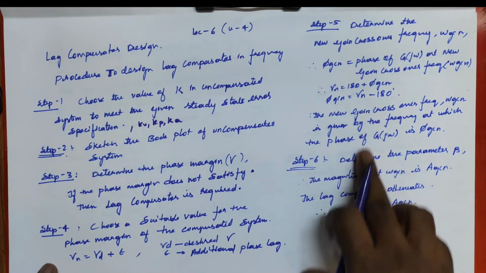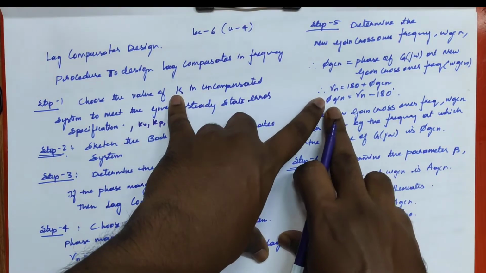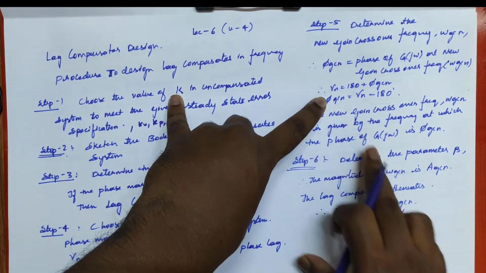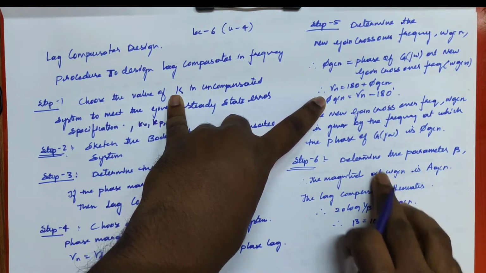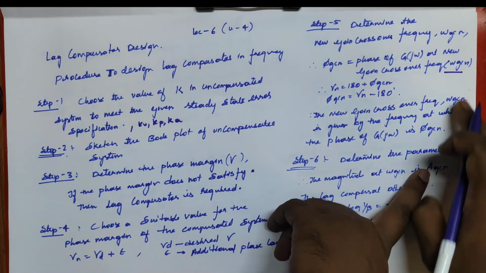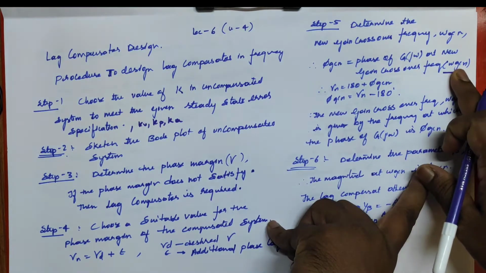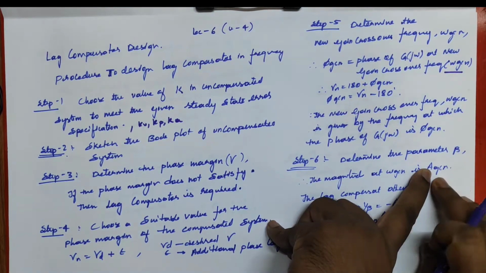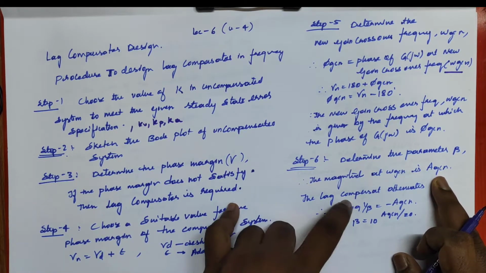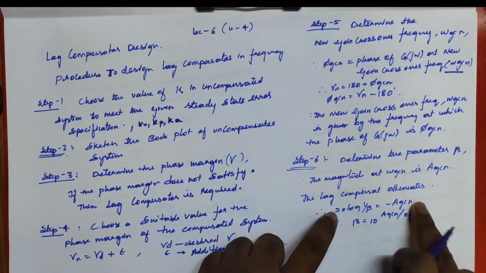After finding this, we'll have a procedure to find the beta value. If you see carefully, there will be a frequency which is this new gain crossover frequency, called omega GCN. With that omega GCN, from the Bode plot, we'll find the magnitude at that frequency, that is AGCN. Now, the lag compensator procedure is to attenuate to get the desired result. That is the formula, so we find the beta value from this formula.